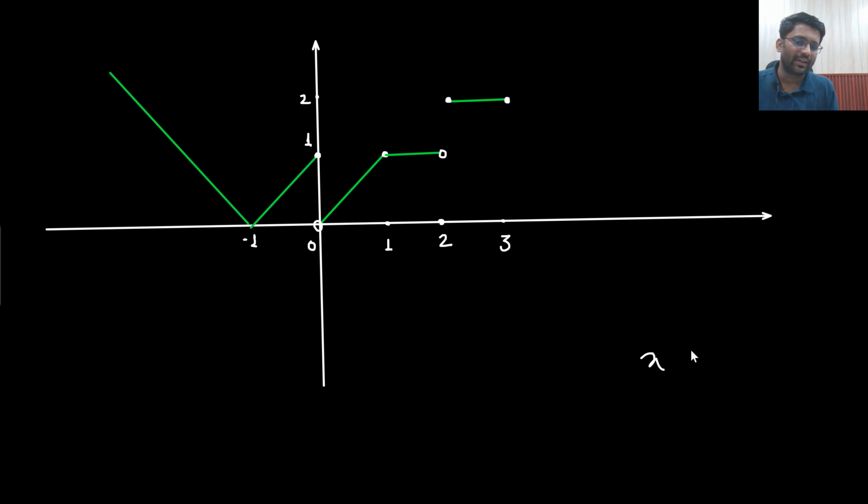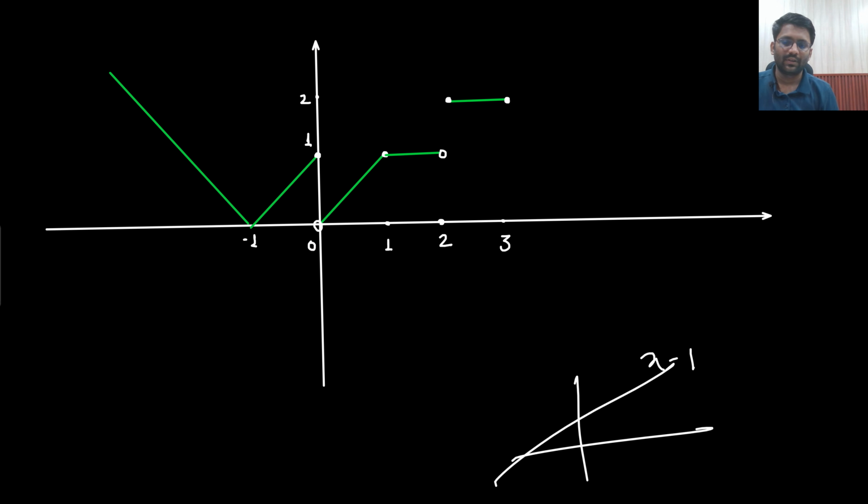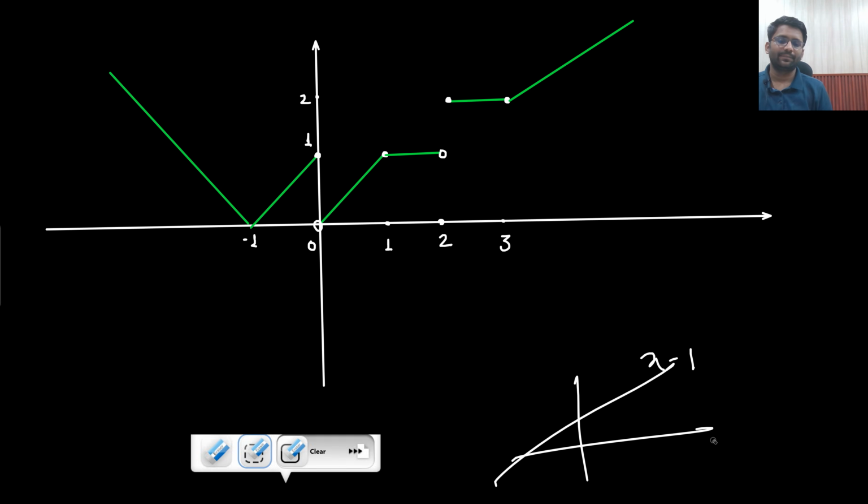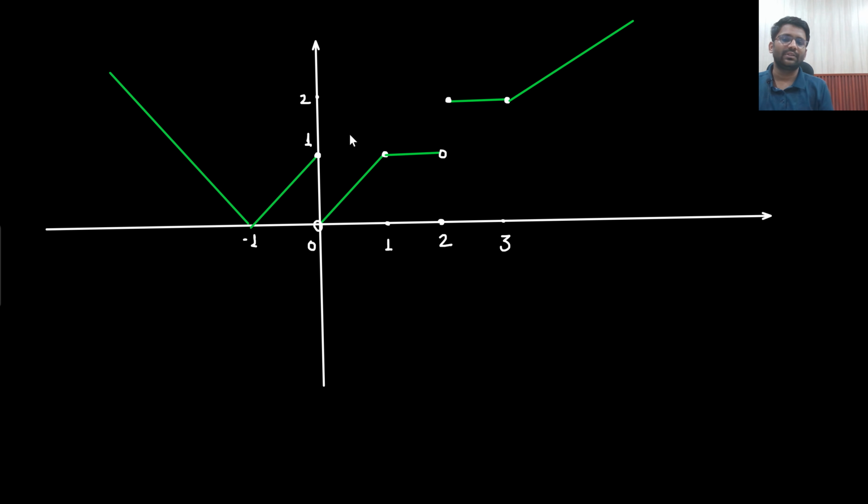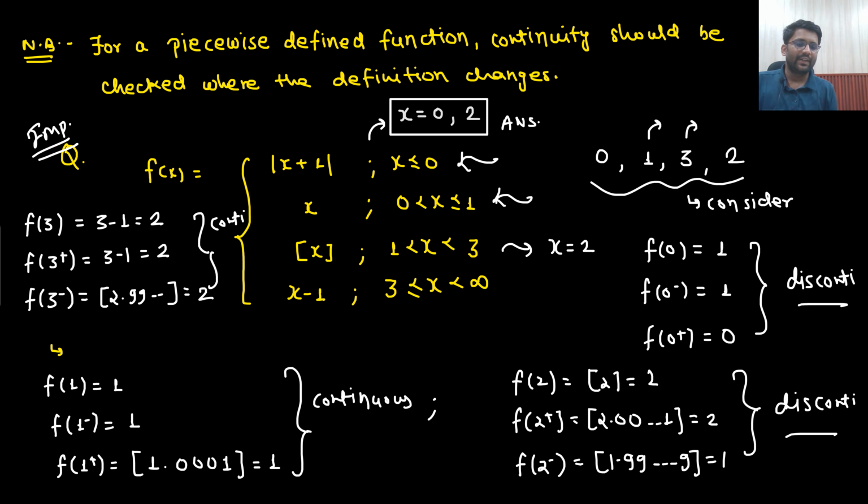And what is the graph of x minus 1? The graph of x minus 1 would be somewhat like this, right? Positive slope. So the graph of x minus 1 would go on like this. There you go. Is that clear to you? So this is the graph of f(x) you are getting. Drawing the graph of x minus 1 is very easy, no?